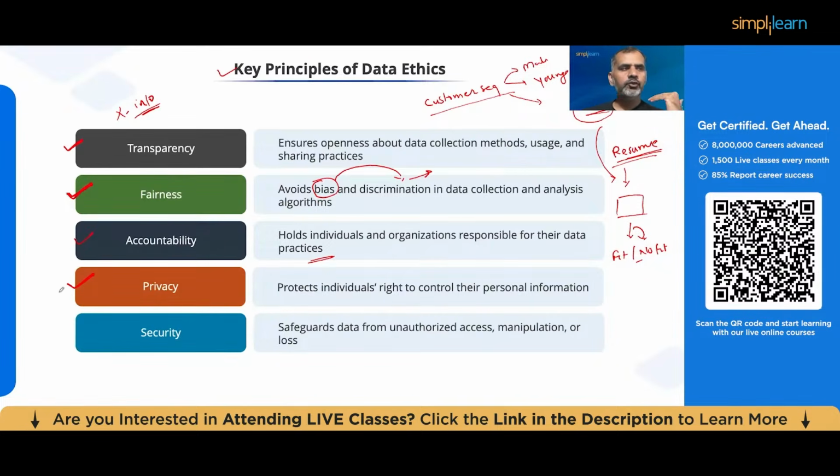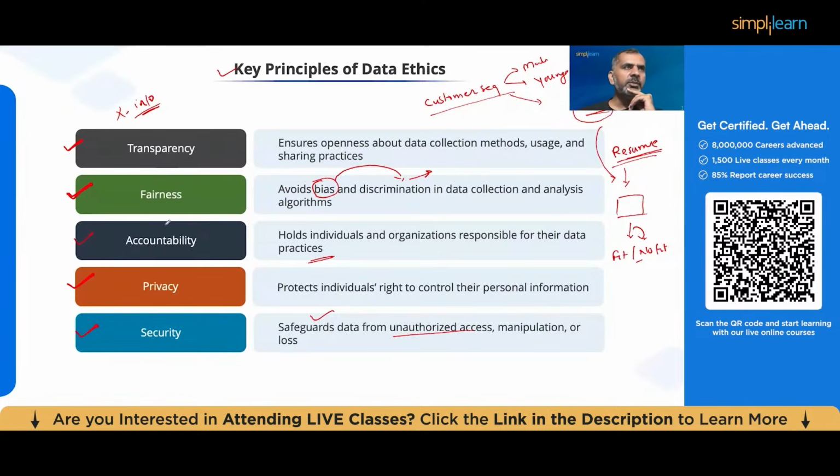Privacy is basically used to protect individuals' right to control their personal information. Every organization and everyone should respect this. So, if the customer is not ready to reveal personal information, you cannot enforce him. You cannot force him to share that. And finally, security. Once you collect the data and store the data, it becomes your duty to put some safeguards or security measures in place so that unauthorized access cannot happen on the data, or that data cannot be manipulated by an unauthorized user.